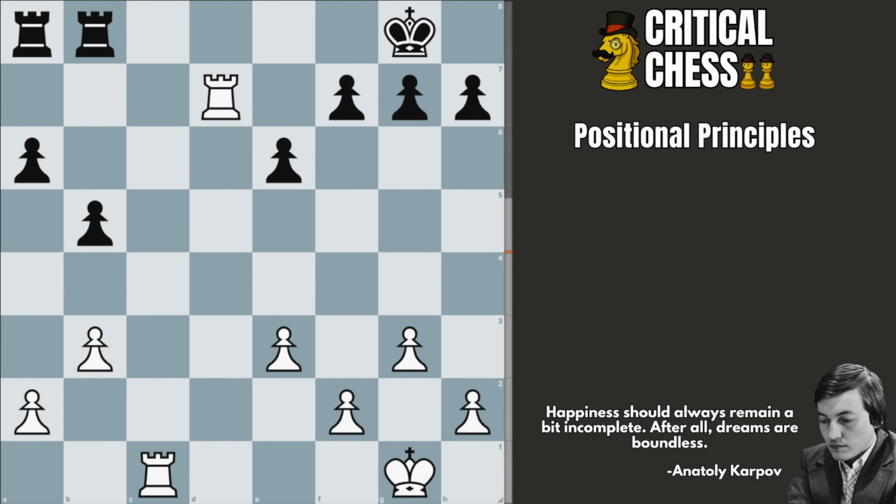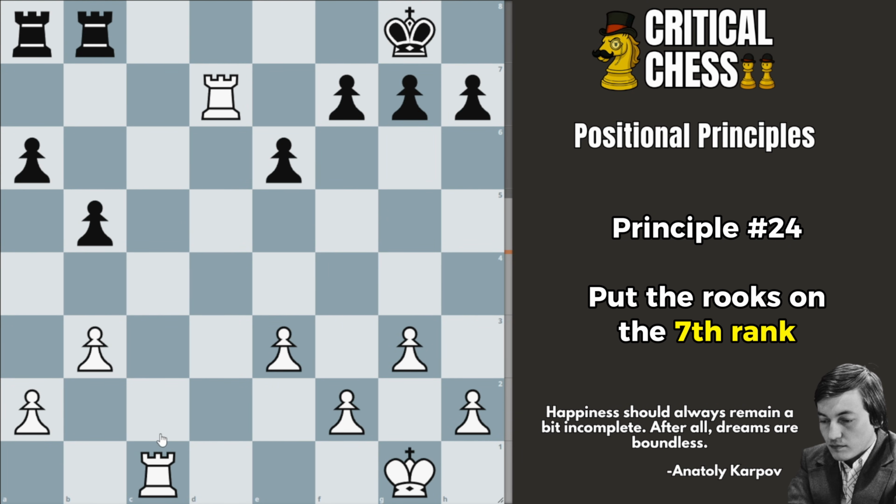Principle number 24 is to put the rooks on the 7th rank. So in this position, the correct move is rook to c7, rook 1 to c7 to be precise. And in this position, because both rooks are on the 7th rank, it is very, very difficult to defend the position. Rook to f8 is of course the only move, and now you would play a move like rook to a7, for example, attacking this and this, and it is very difficult to find a move for the black pieces. Black basically cannot move anything.